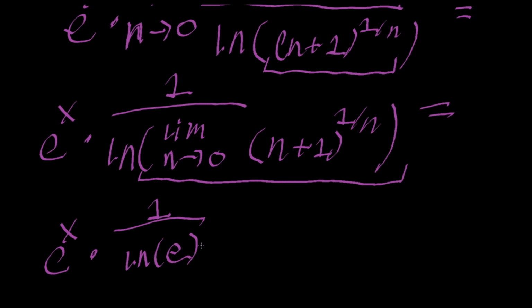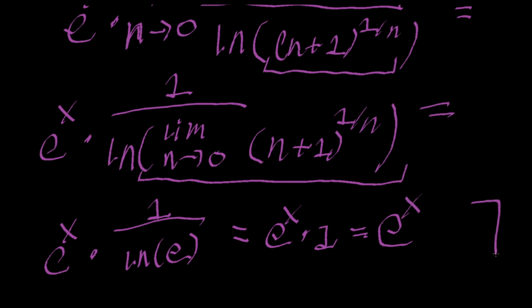What is ln of e? E raised to the power of what is equal to e? Then that what, of course, has to be 1. So this is just equal to e to the power of x multiplied by 1 over 1, which is of course just equal to 1. And this is of course equal to e to the power of x. And yeah, we're done here. Now we have proven that the derivative of e to the power of x is equal to itself.